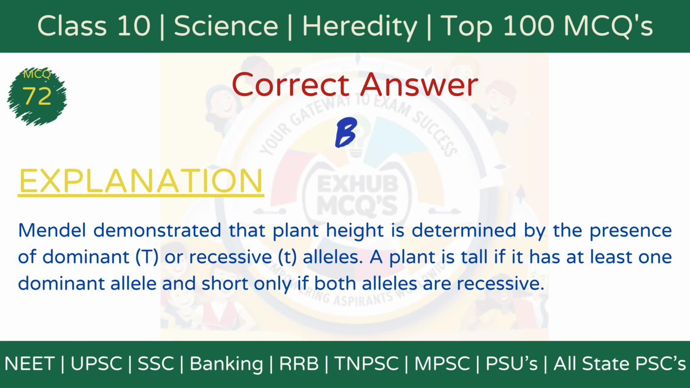Explanation. Mendel demonstrated that plant height is determined by the presence of dominant T or recessive t alleles. A plant is tall if it has at least one dominant allele and short only if both alleles are recessive.